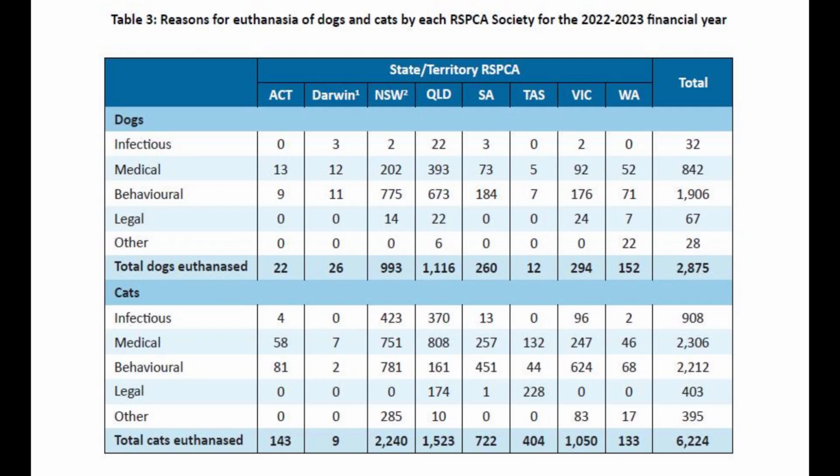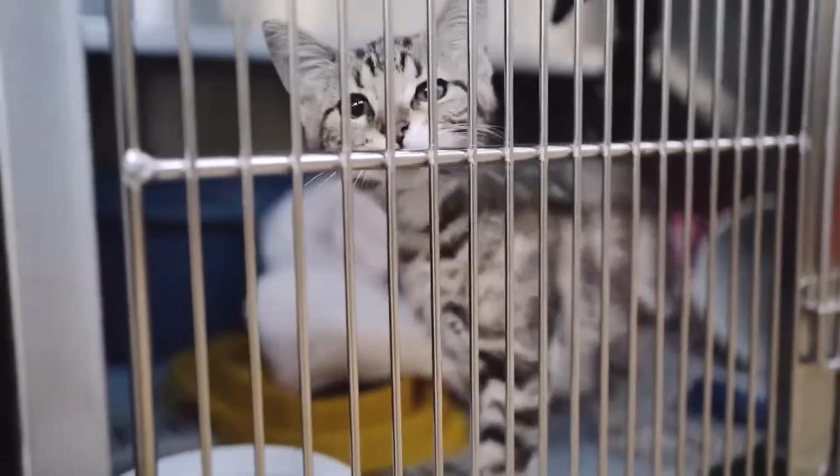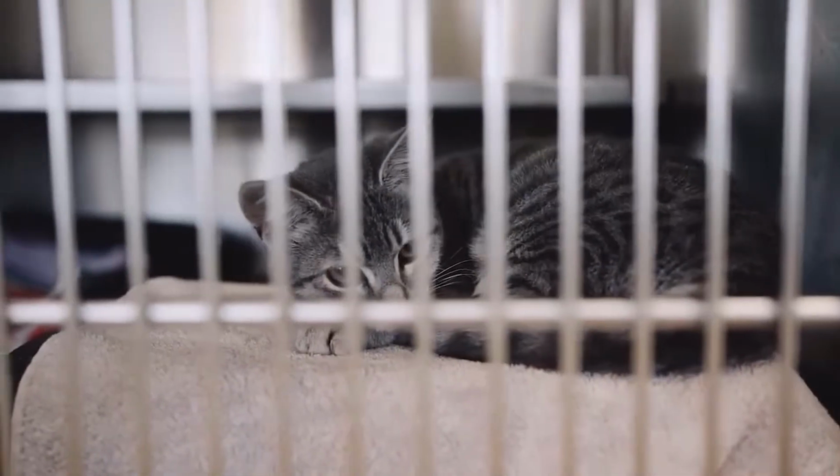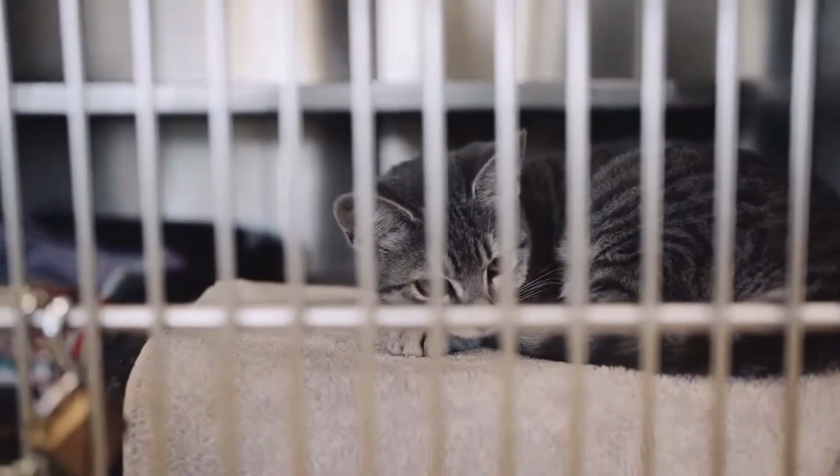Key details on RSPCA NSW euthanasia. A significant number of animals, often over 90% of those entering their care, are euthanized by RSPCA NSW. Primary reasons: the majority of these euthanasia events are due to behavioral or medical reasons. Concern for healthy animals: there is concern that happy and healthy animals are being euthanized by the RSPCA.